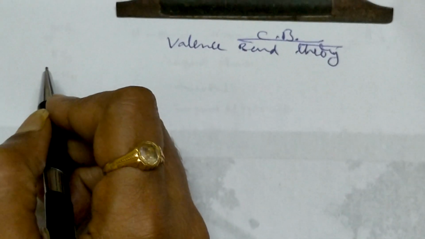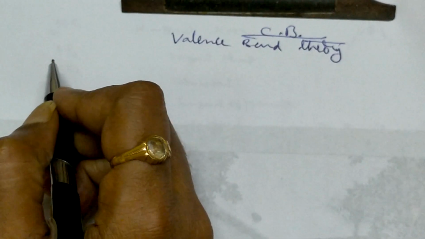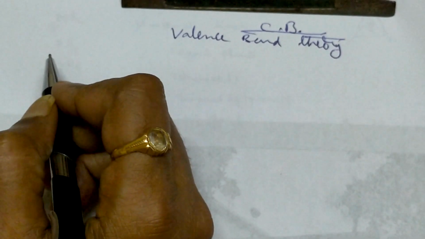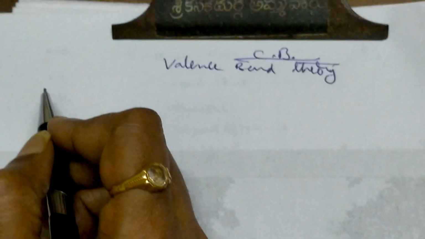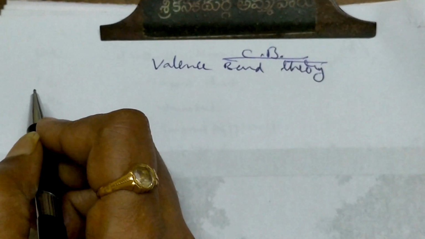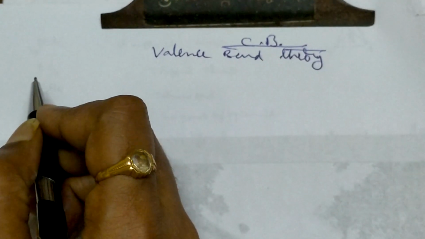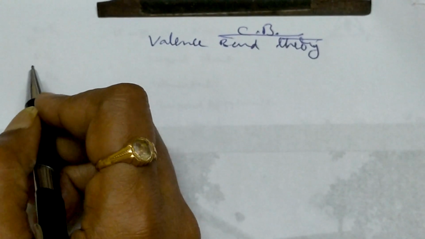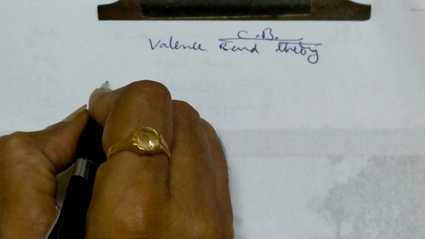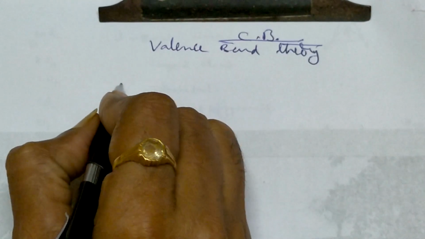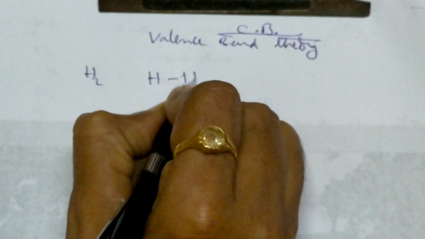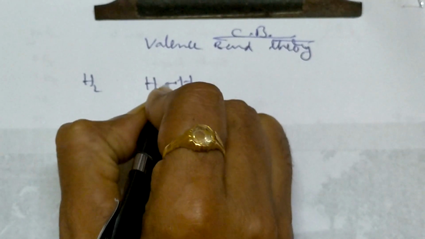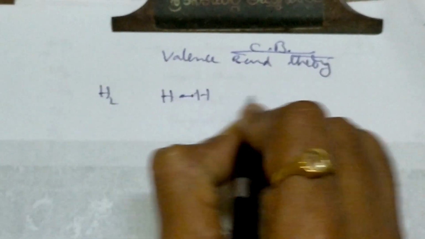What is the problem with the Lewis approach, or what is the problem with the valence shell electron pair repulsion theory and all these things? Say, the Lewis approach could not explain. Now you see a covalent bond between hydrogens, that means the H2 molecule. This is H and H, one electron shared by each, and a covalent bond.